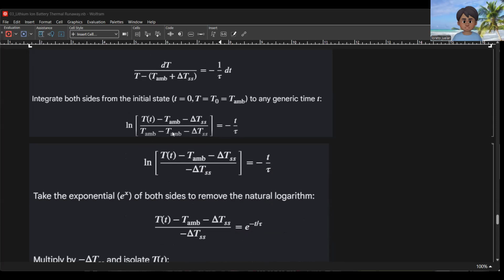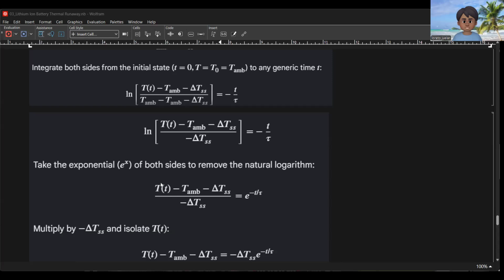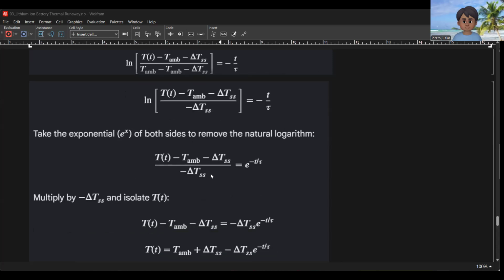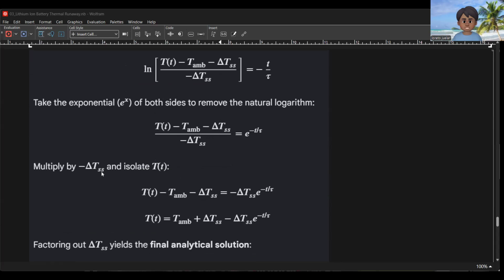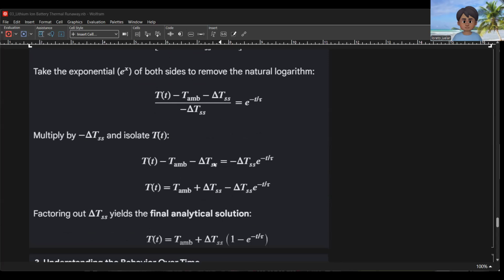So we substitute this. We have this equal to 0. Take the exponential, e to the x, of both sides to remove the natural logarithms. So we have, removing the natural logarithms here, e to the negative t over time constant. Then multiply by negative delta T sub ss and isolate T of t. So we have this one.